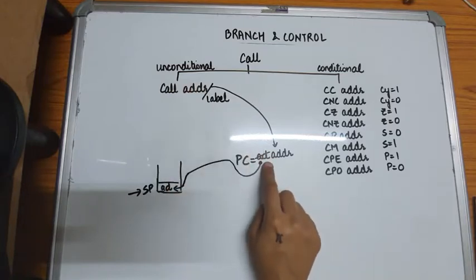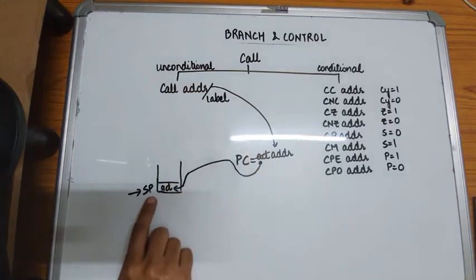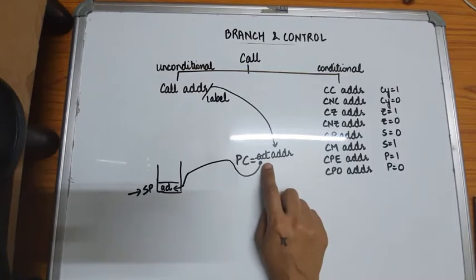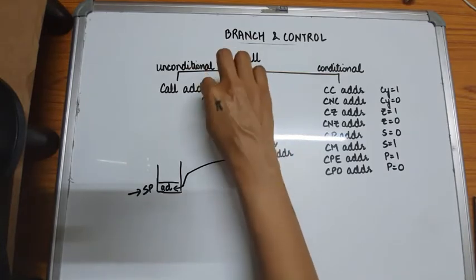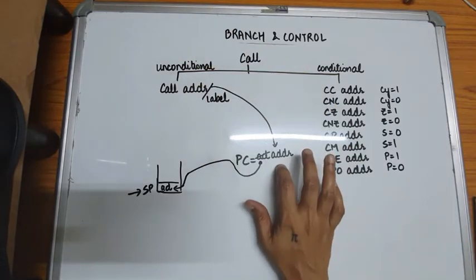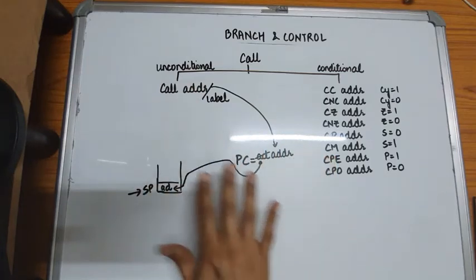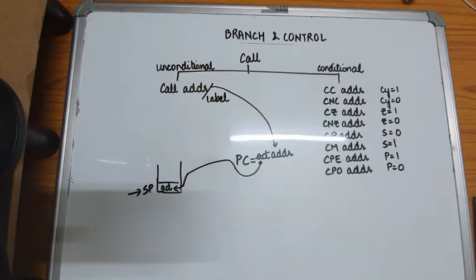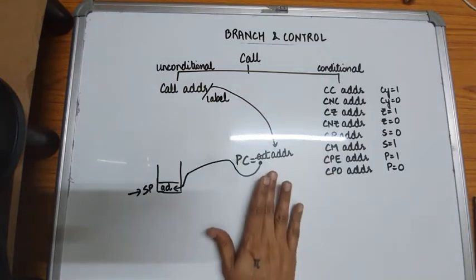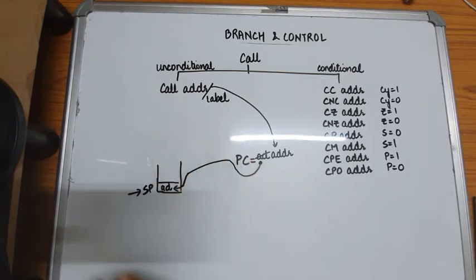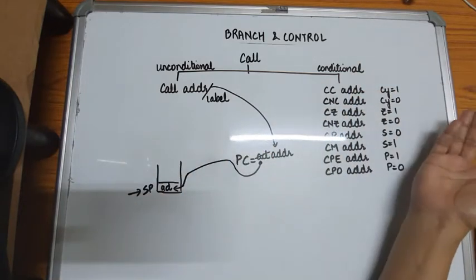So this AD would be stored onto the stack, and AD will be overwritten by the label or the address value in the PC, so that whenever this instruction is executed, the control is transferred to this place. This is unconditional call. Now we are doing conditional call.